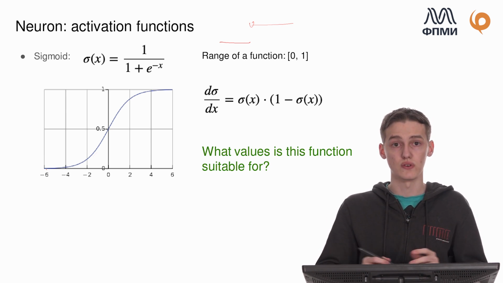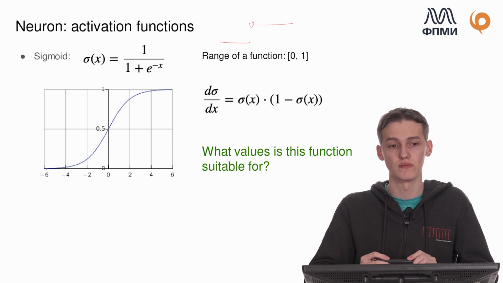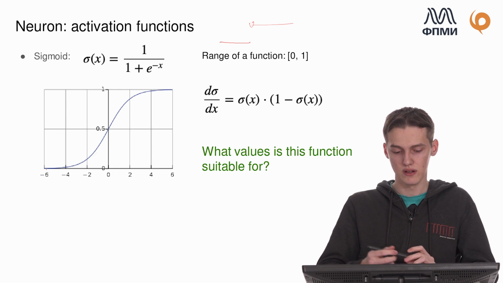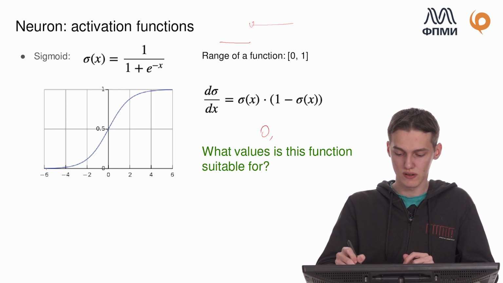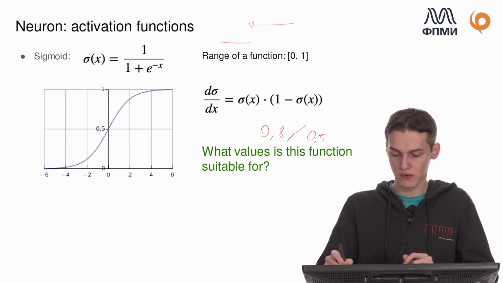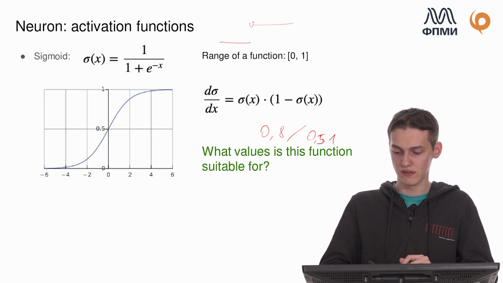For example, if you're guessing what's on a picture, whether it's a cat or a dog, you'd better get 0.8 rather than 0.5, which is just a random guess.